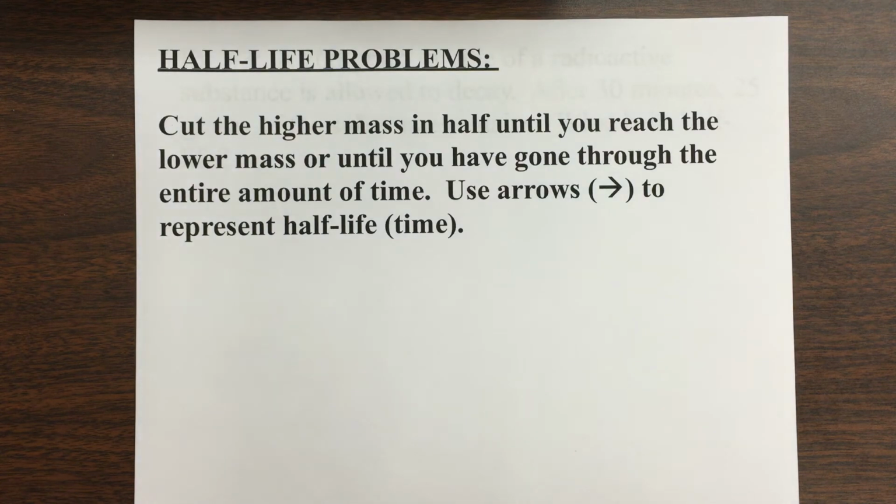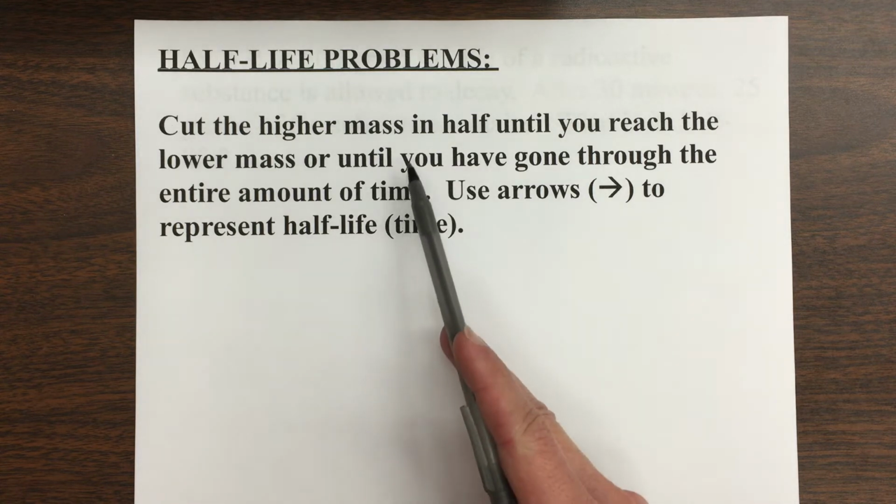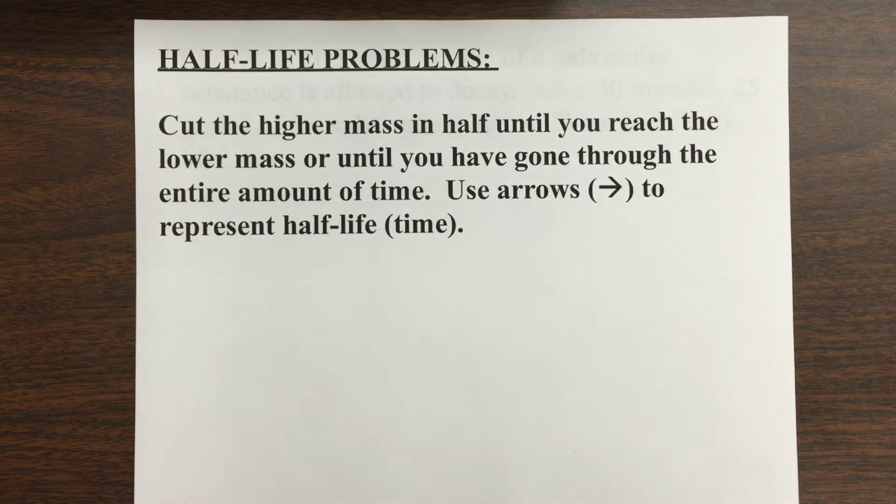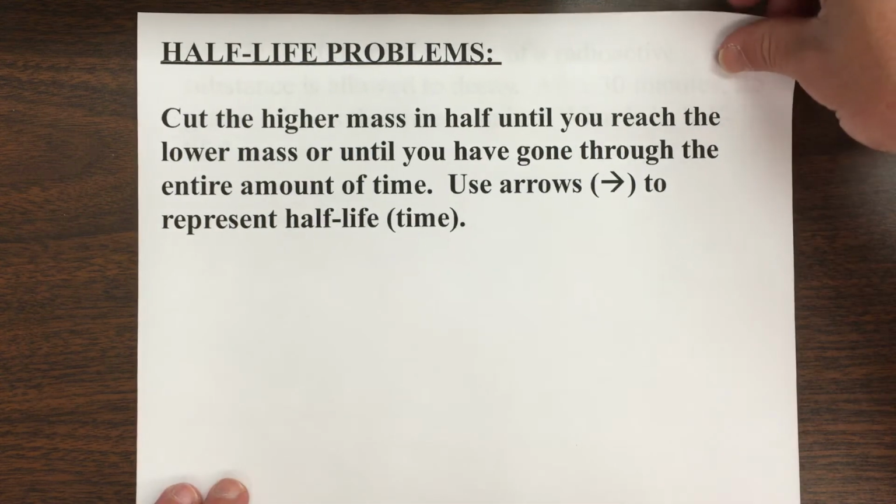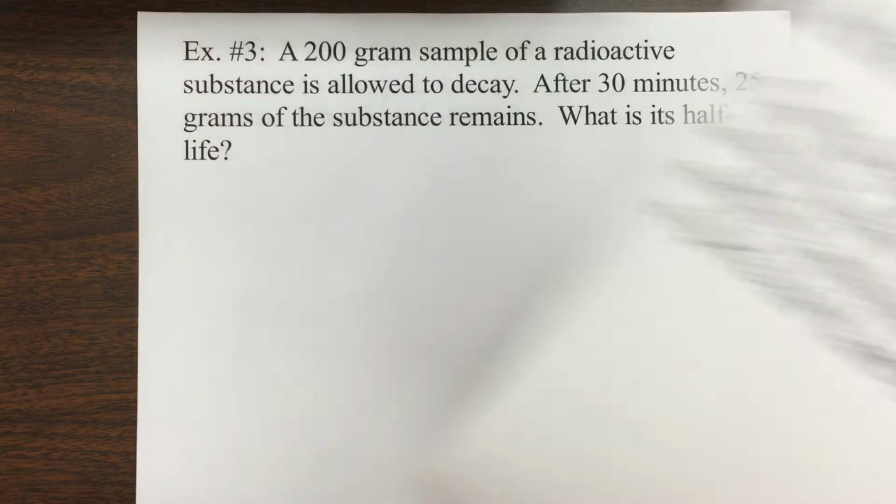So in all these half-life problems, there are going to be a couple different variables, all which work together. For the most part, we're going to cut the higher mass in half, which will be our starting amount, the correct number of half-lives until we get to the lower mass. We're going to use arrows to represent the half-life, and you'll see that when we get to our example problems right now.